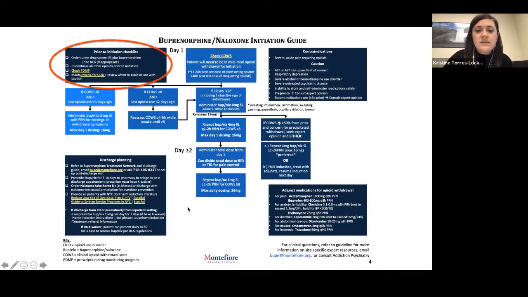But it includes the actual dosing for how you start the medicine. So the most important thing about buprenorphine that I want you to take away with is it's a very great medication, but because it's a partial agonist, you really want to make sure someone's in withdrawal before you start it, okay?